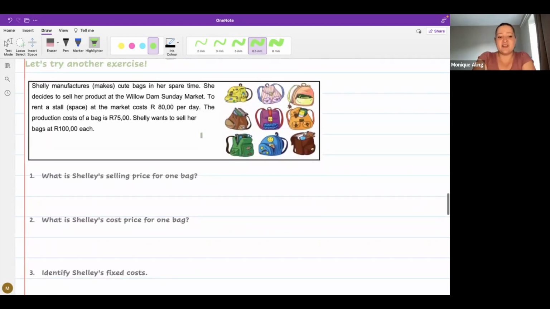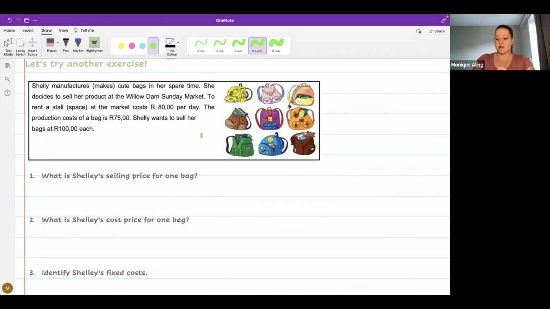Shelly manufactures or makes cute bags in her spare time. She decides to sell her product at the Willow Dam Sunday market. To rent a stall or a little space at the market costs 80 Rand per day. The production cost of the bag is 75 Rand. Shelly wants to sell her bags at 100 Rand each.